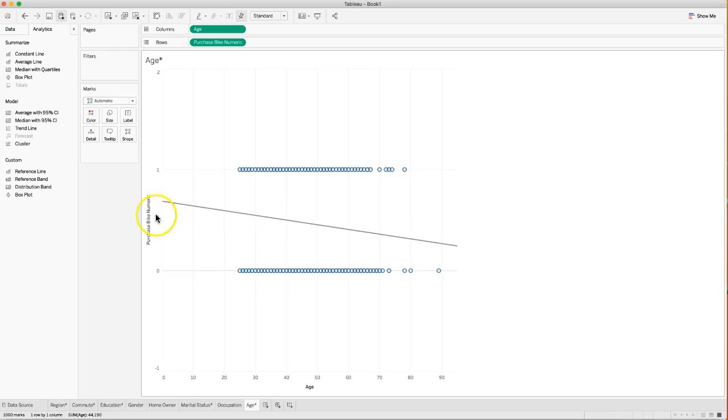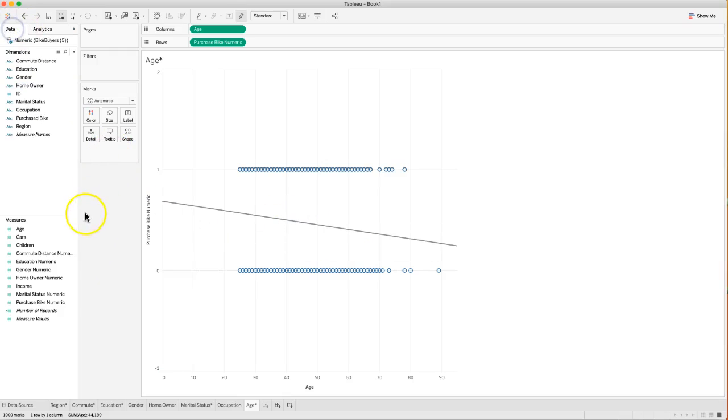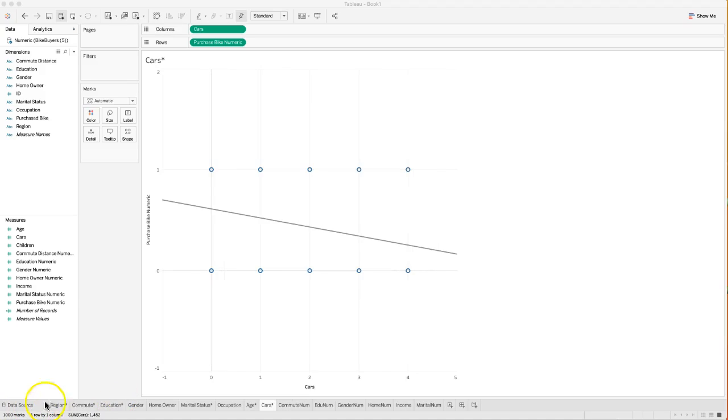So for now, what I want you to do is pause, and go back to data and create a visualization for the remaining measures against purchase by Numeric. Oh yeah, and for each of them, disaggregate the data, add a trend line, and take a look at it. All right, so I made all of my scatter plots and trend lines.